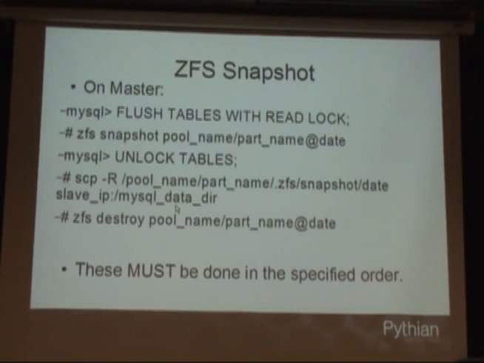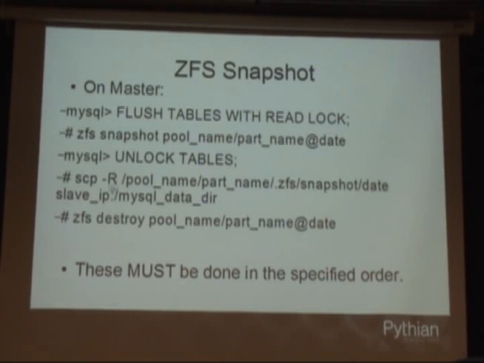So a ZFS snapshot is very similar. The commands are different, but again, it works similarly. Flush tables with read lock. I actually deleted where it said show master status because I put that on the next slide. But zfs snapshot, pool name, part name, at date. So basically take the snapshot, and here's some information about taking the snapshot. Unlock the tables. So again, it's a split second: lock the tables, take the snapshot, unlock the tables.